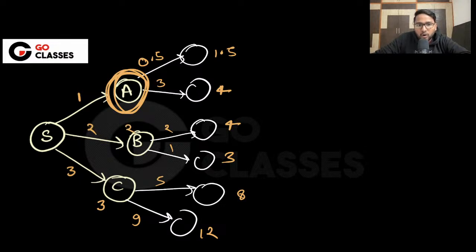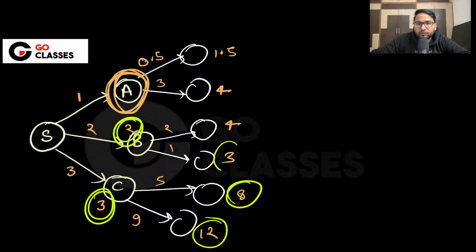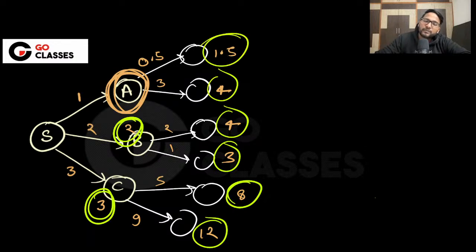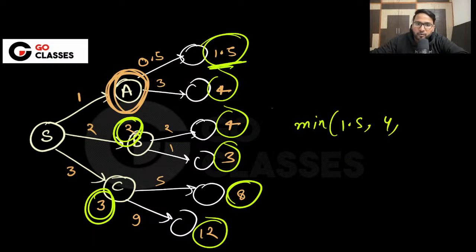Now among all the non-finals, 8, 12, 3, 4, 4, 1.5, which one is minimum? You need to take the minimum of 1.5, 4, 4, 2, 3, 3, 8, 12. Which one is minimum? I think this 1.5 is minimum, right?